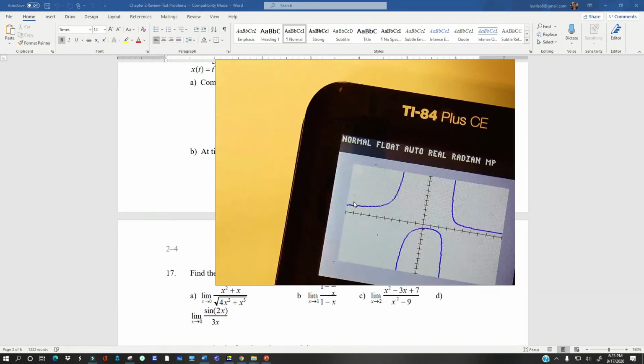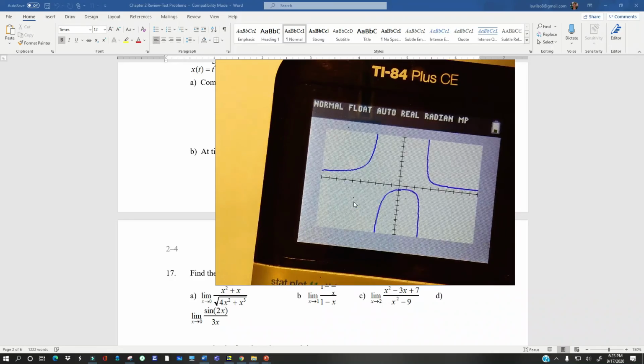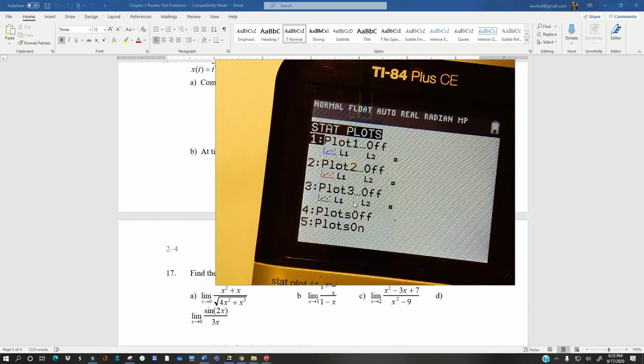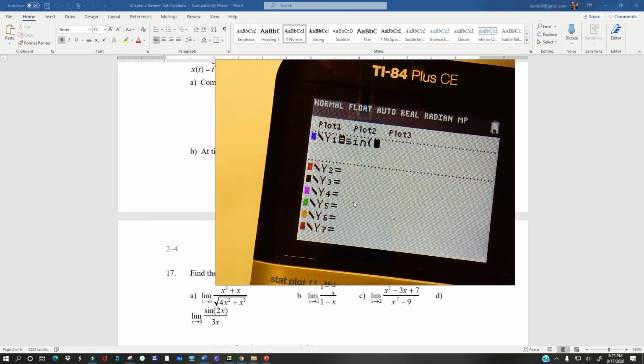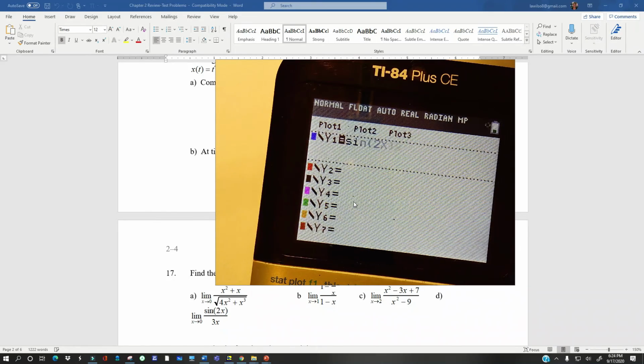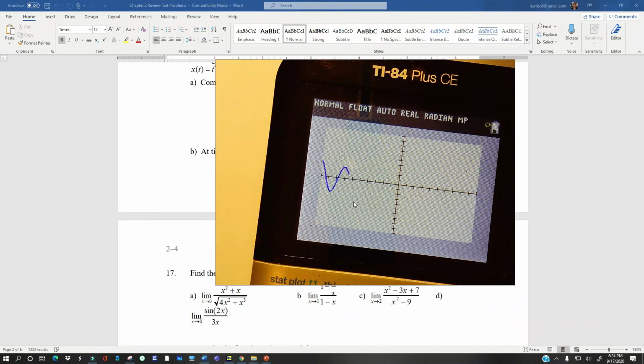And then finally, in the fourth one, we have the sine of 2x divided by 3x. Nice little problem. And we're going to hit the graph key, and we're going to get the sine function. Okay, it's a double angle. And there's our beautiful function, and we want to investigate this thing as x is approaching 0.